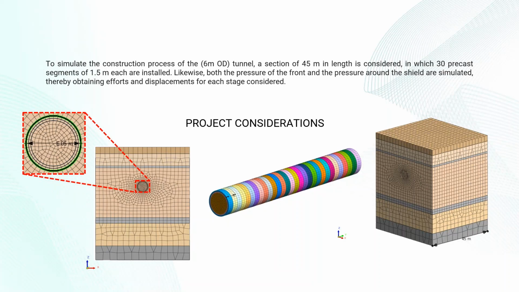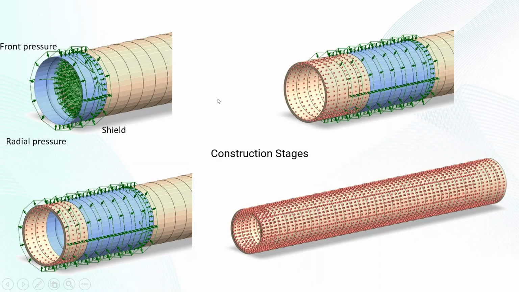The local conditions in this case: the main soft soil layer is modeled here in the brown color of the model, and the regular stiffer soil layers will be the ones in gray. In terms of local conditions, we will be simulating the front pressure of the TBM acting as it's excavating. We'll also have radial pressure, which would be simulating the shield.